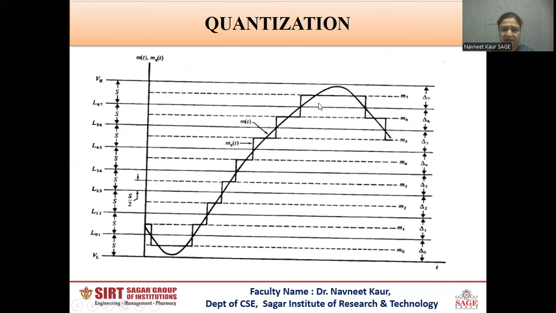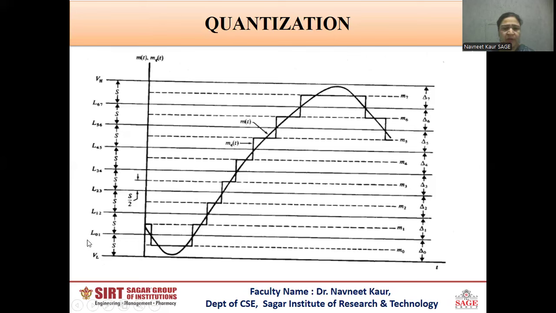Now here I have taken an example in which I have taken the number of steps as 8. We can see the solid lines. Now if I measure, this is first step, second step, third, fourth, fifth, sixth, seventh, and eighth. So we have divided the whole signal from negative peak value to positive peak value into 8 equal steps. Always remember that we have to take 8 equal steps.